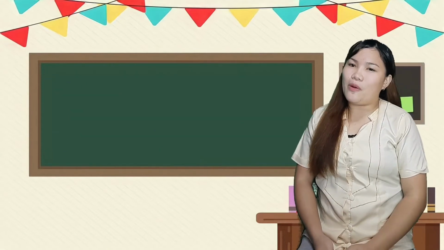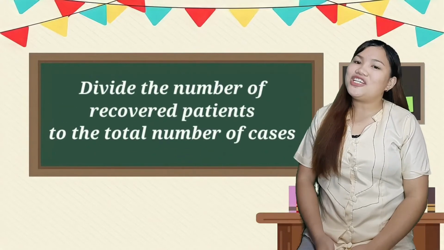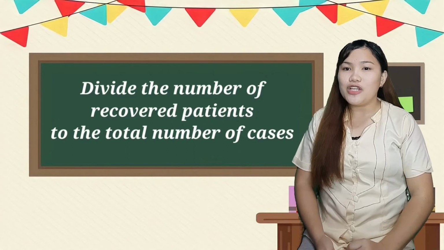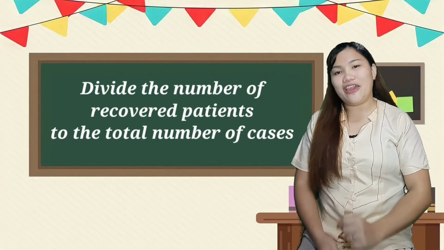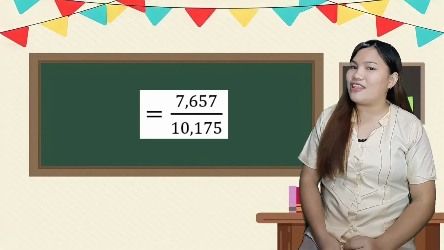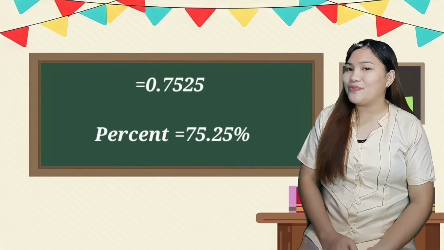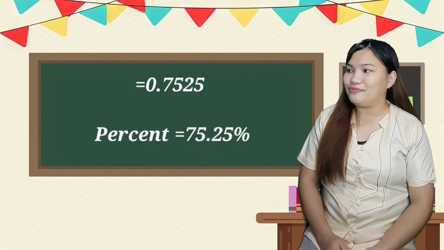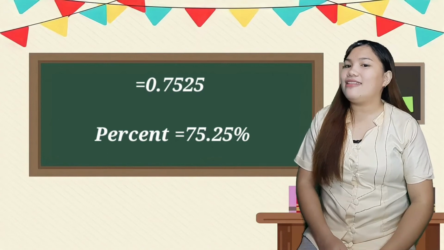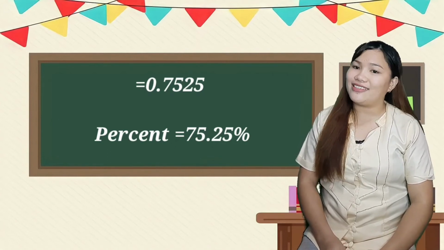As explained in the video, for us to be able to get the probability, we just have to divide the number of recovered patients by the total number of cases. And this will give us 7,657 divided by 10,175. That is equivalent to 0.7525, or in percent, that is 75.25%. Compared to the previous year, the probability of recovering today is higher because nowadays, people already know what to do in case they get infected and also how to protect themselves from the virus. These are things that we've learned in our health class.